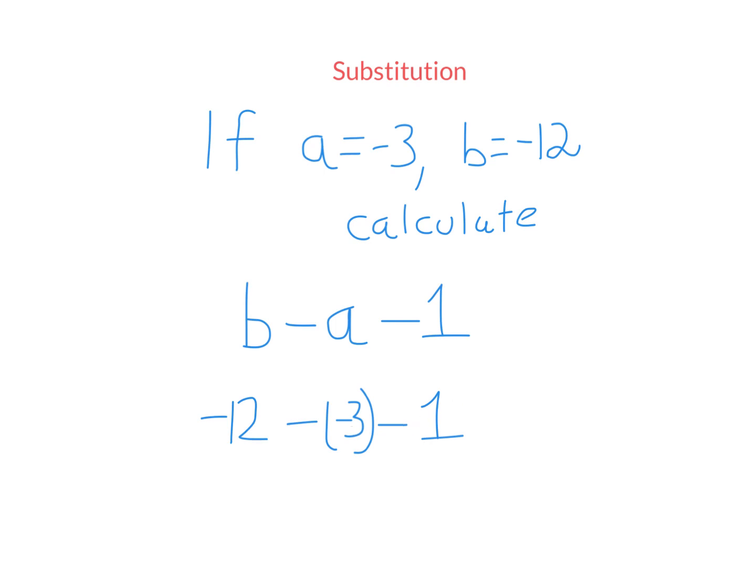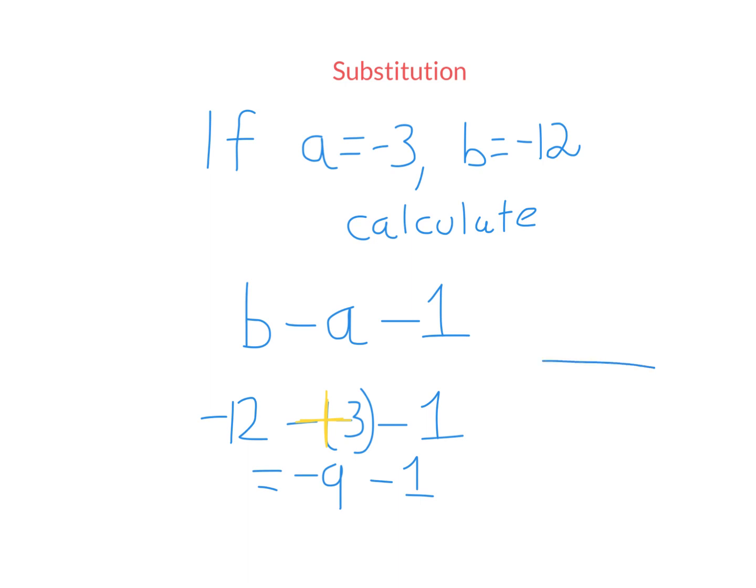So you know from the previous slide, two negatives next to each other make a positive. So I have negative 12 plus 3, so that gives me negative 9. If we start at negative 12, we're making the number 3 larger. We're getting closer to 0. I haven't done anything with the minus 1 yet, so I will keep that as it is. So negative 9 minus 1.